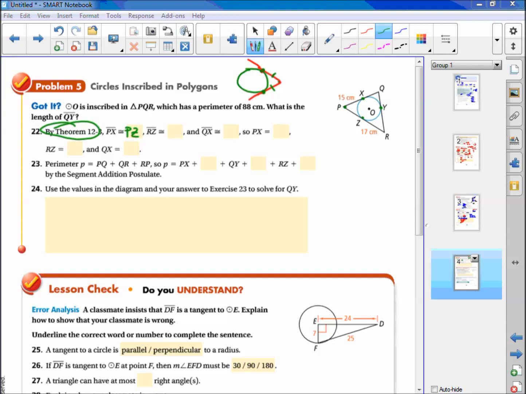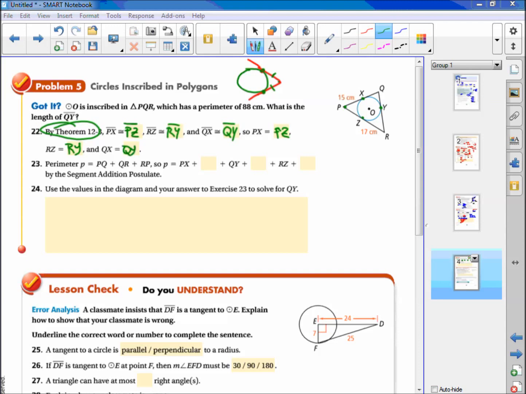The same thing for RZ and RY, and QX and QY. Since the segments are congruent, their measures should be equal. So PX's measure should be equal to PZ's measure, and RZ's measure should be equal to RY's measure, and QX's measure should be equal to QY's measure.